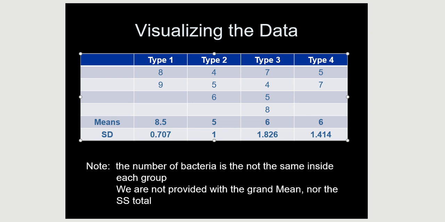And we're asked to test the hypothesis: is there evidence to suggest that the difference in the motility is statistically significant? Meaning, is the 8.5 different from the 5, different from the 6, different from the 6? All right, so you know what we have to do? We have to calculate the sum of squares within the groups, the sum of squares between the groups, and the sum of squares total. Had we had the standard deviation of all the values, it would be easy for us to calculate the sum of squares total.